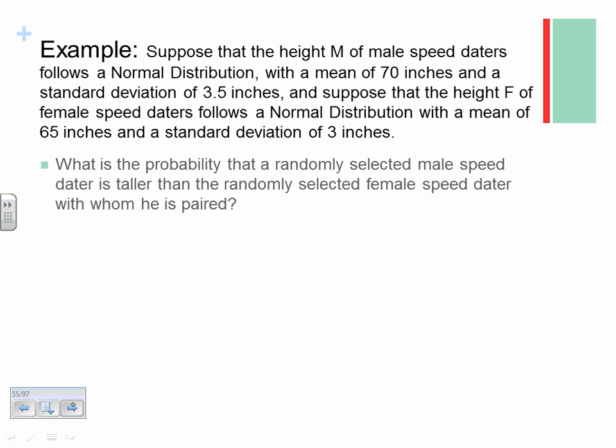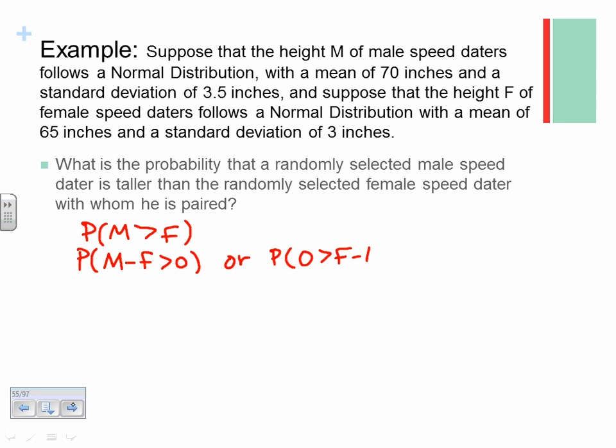All right, so what is this asking us to find? The probability that the male is taller than the female. So there's a couple ways you could write that. You could say, what's the probability that the male minus the female is greater than 0? Or you could put, what's the probability that 0 is greater than female minus male? I don't care which way you do it. I'm going to do it the first way.